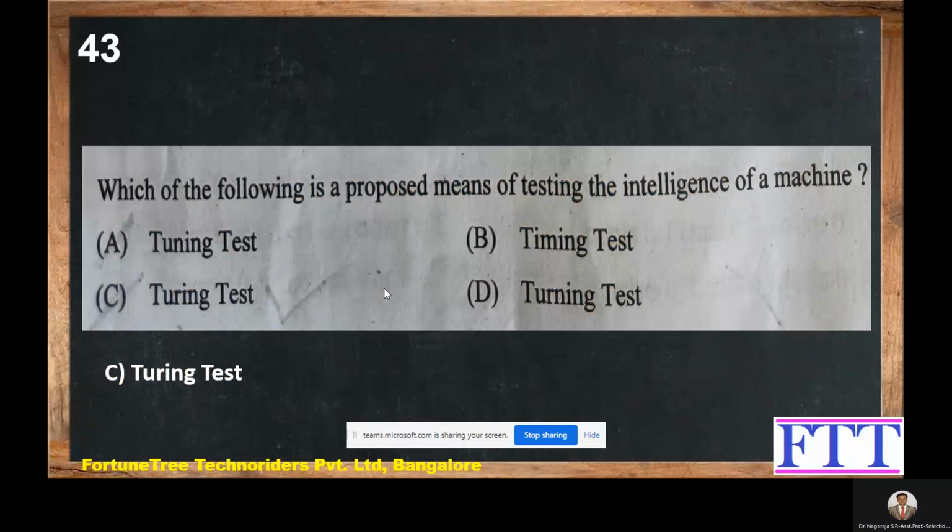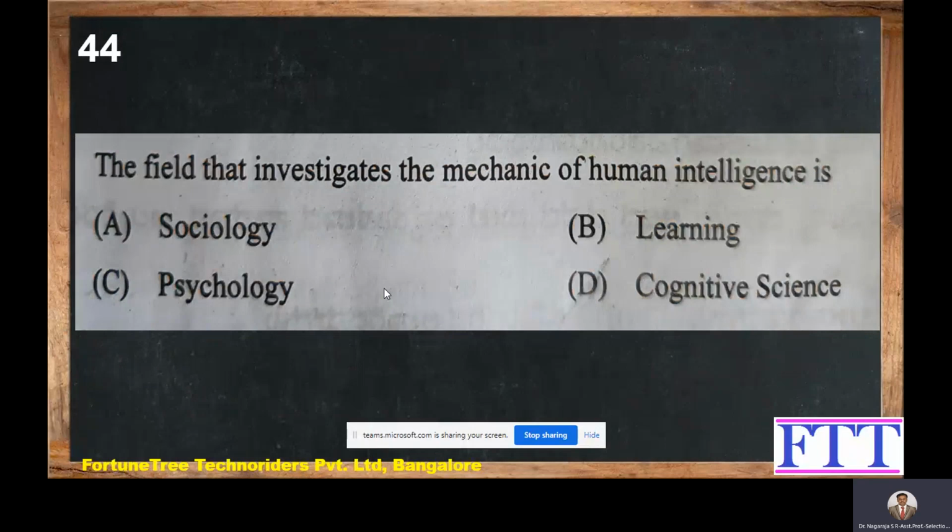44. The field that investigates the machines of human intelligence is option A, sociology, option B, learning, option C, psychology, option D, cognitive science. So the right answer is option D, cognitive science.